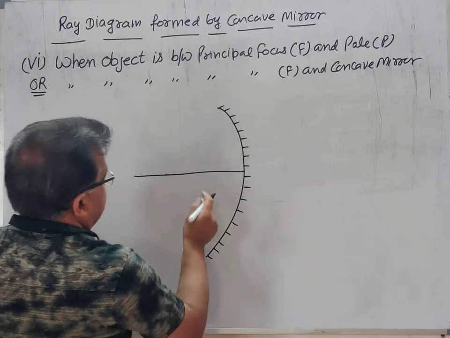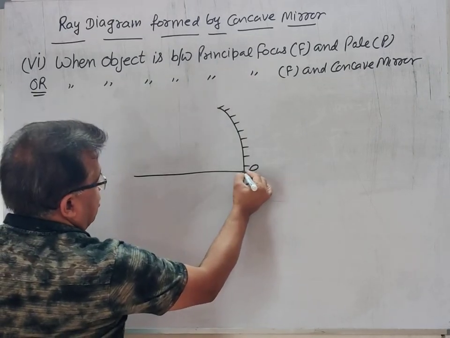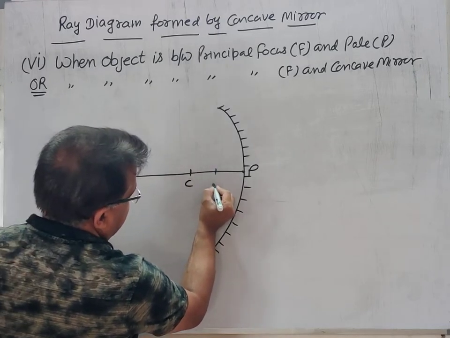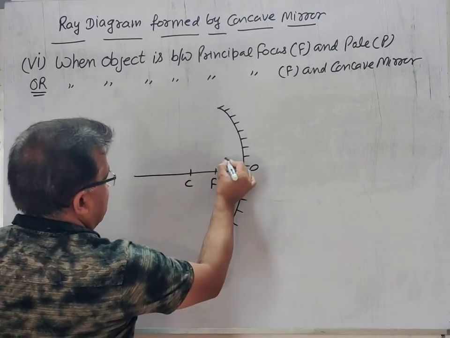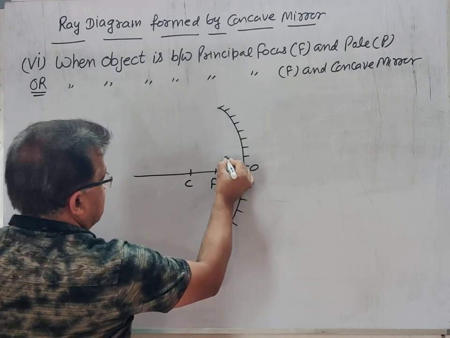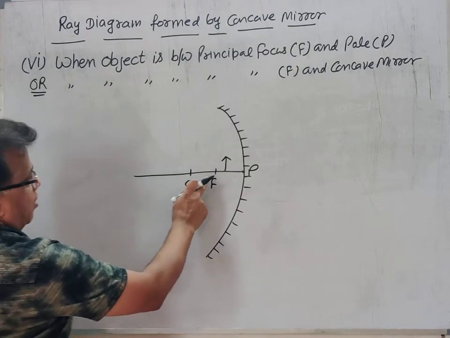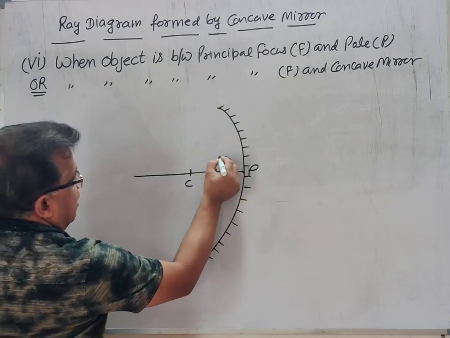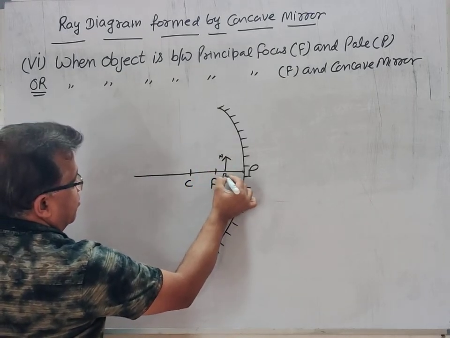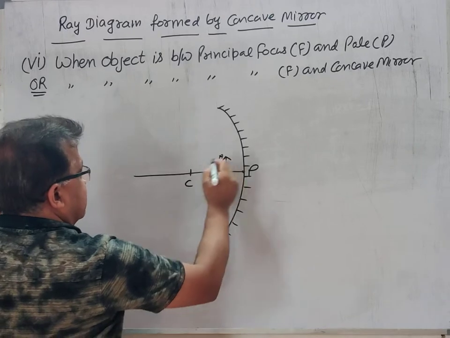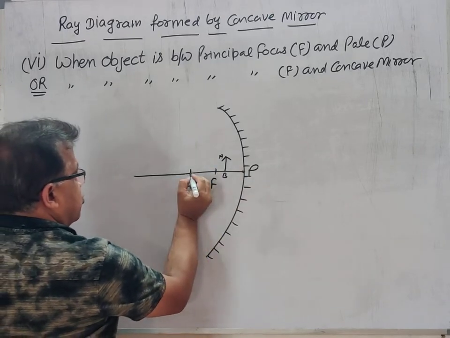Then it is the concave mirror, it is the pole, it is C, and in the middle of them it is F. The object is between F and P. Let the object be AB. Now we can show that one ray, an incident ray, is passing through C.